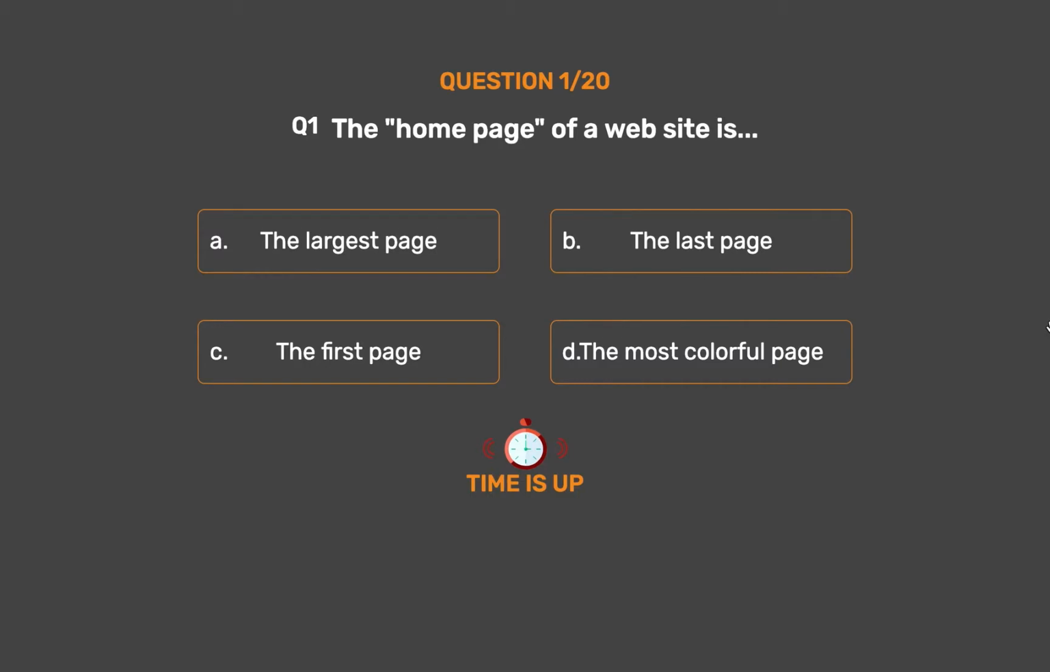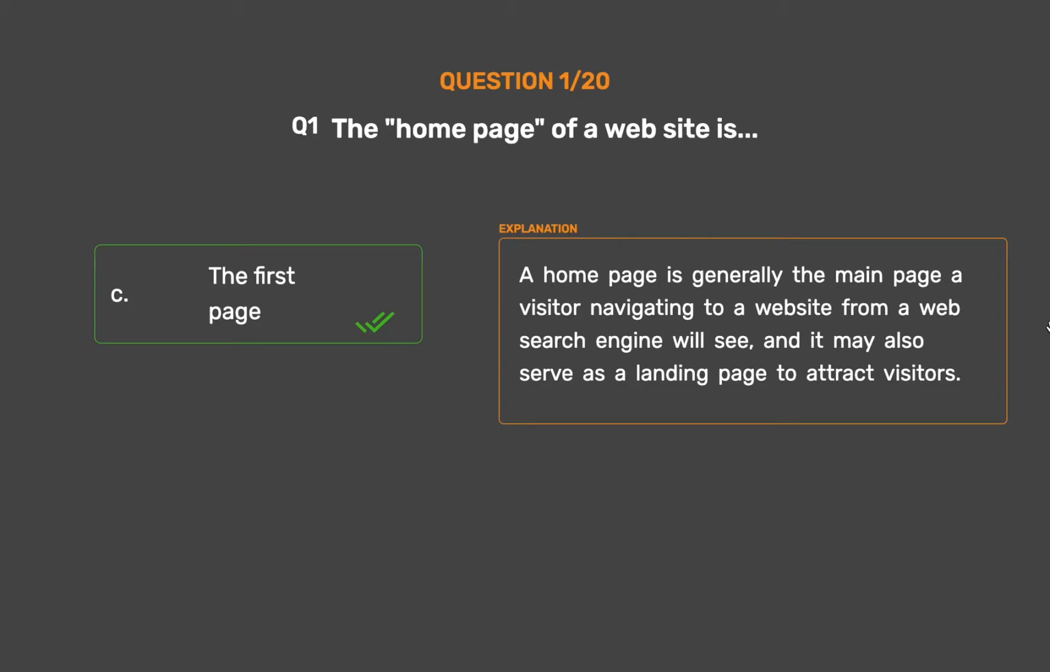The correct answer is Option C. The first page. A home page is generally the main page a visitor navigating to a website from a web search engine will see, and it may also serve as a landing page to attract visitors.